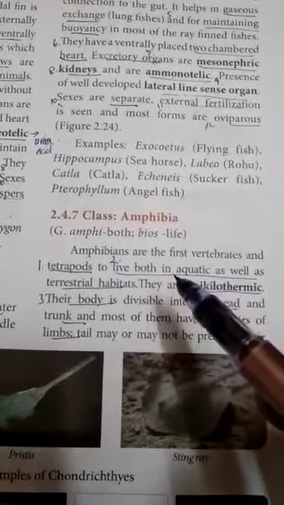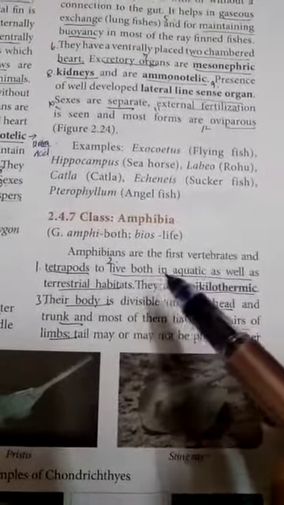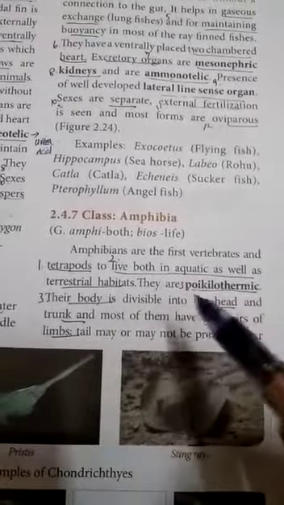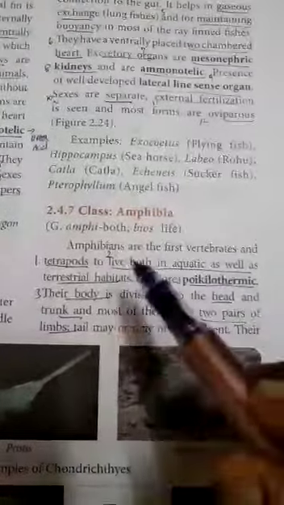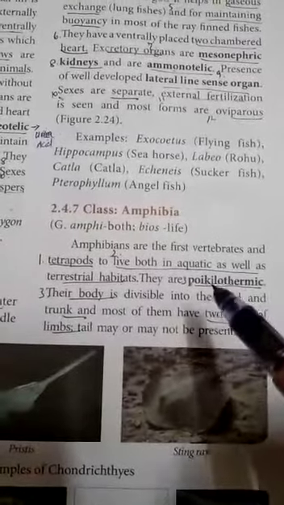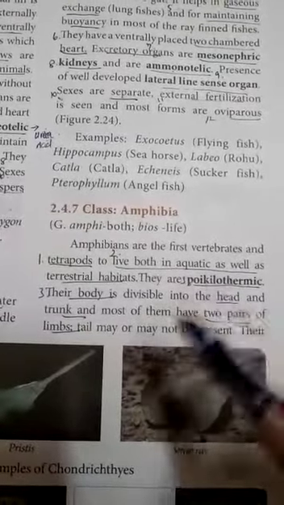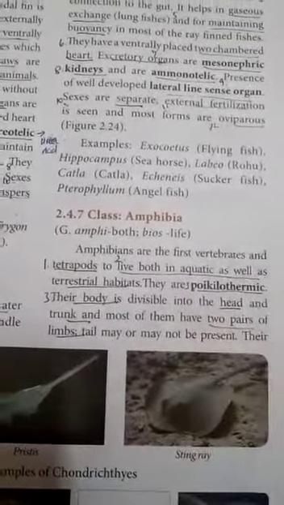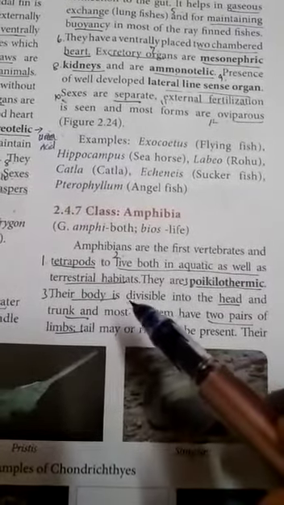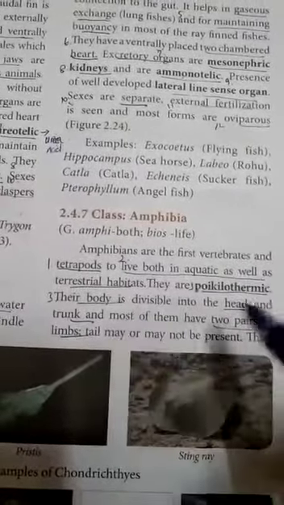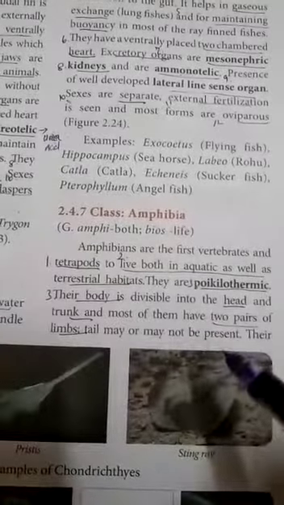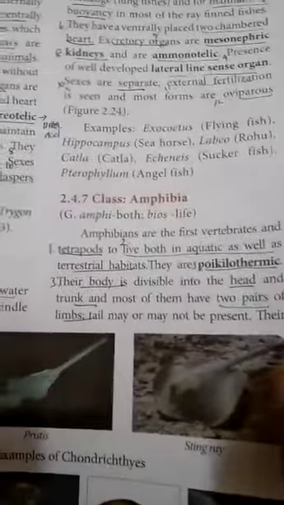Then it has an aquatic as well as terrestrial habitat, both of which it is able to live in. That is the second one. Third point is poikilothermic temperature. It changes according to the outside environment temperature. The body is divided into head and trunk only. Tail is absent here, and only in primitive animals of the amphibians is a tail present.